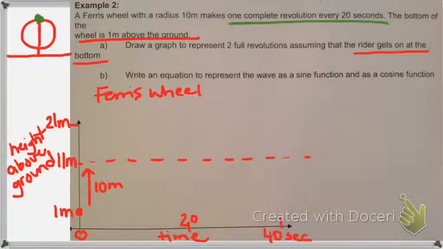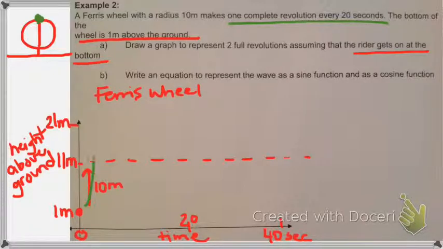So here comes the question. Is this going to be a sine wave or a cosine wave? Well, look at the starting point. This is different from example 1 because our starting point is not along the axis. The starting point is actually at 0, 1 because we're getting on the Ferris wheel at that point. So our wave that we're going to draw is going to be a cosine wave, which is going to start at 1 meter.